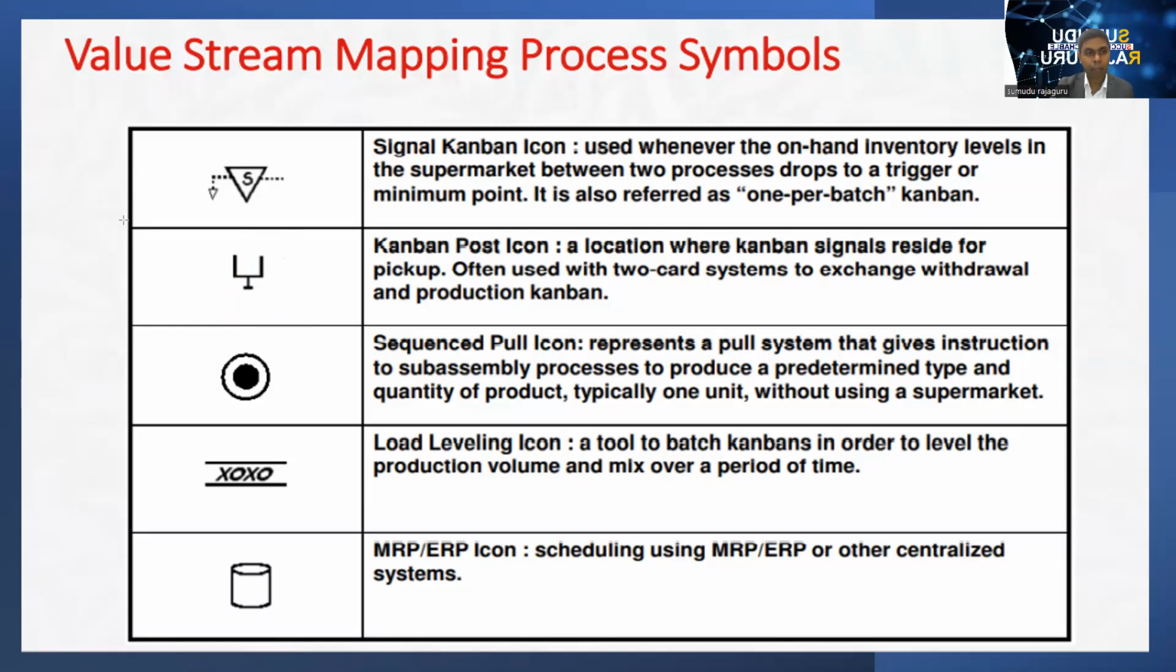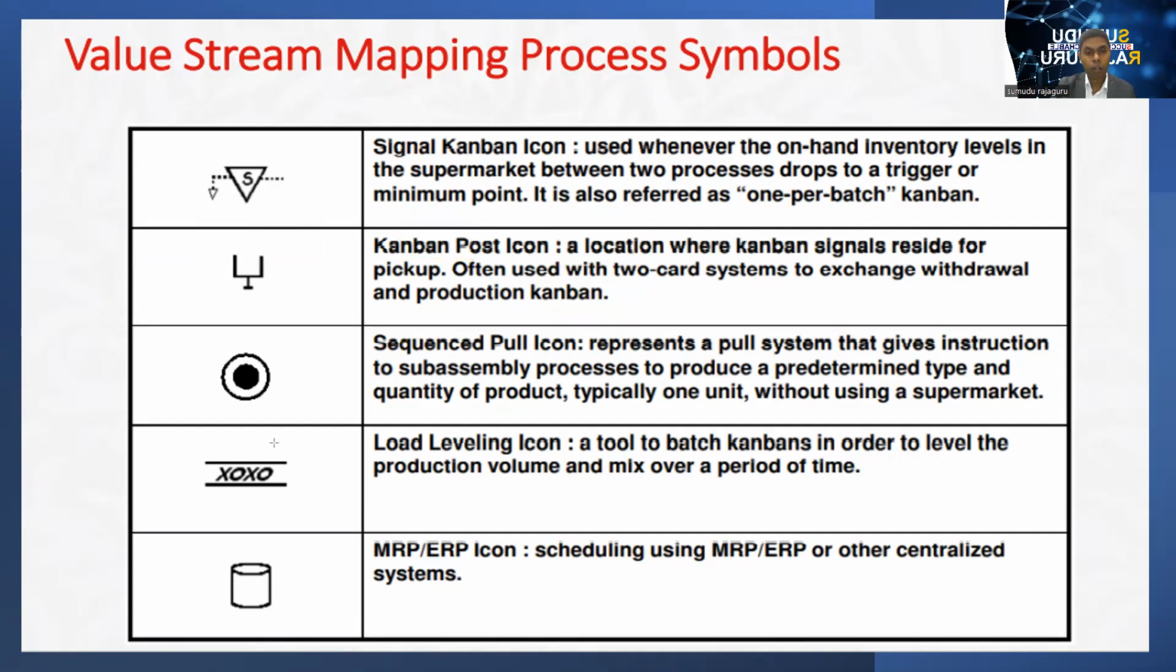As an example, there is one process here, another process, another process, another process. So if pull happens, definitely there should be a supermarket here, a supermarket here, a supermarket here. So when we draw this icon from the starting point to the end point, we know the sequential pull activity happens from here to here. So if we want to denote sequential pull activity, we can use this symbol.